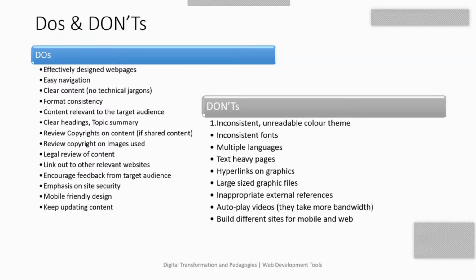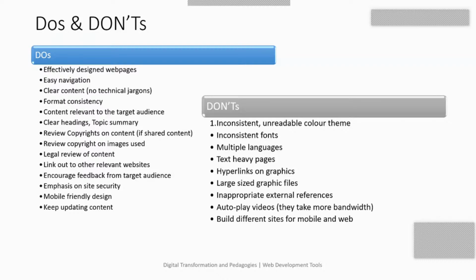Then text-heavy pages. Too much content, like a newspaper, you probably would not like to see, because in digital form your attention span is limited. Reading a newspaper on paper is different from reading the same paper on a digital surface. So your attention span is quite reduced over there. Too many hyperlinks on graphics, not a good idea because it can get broken.